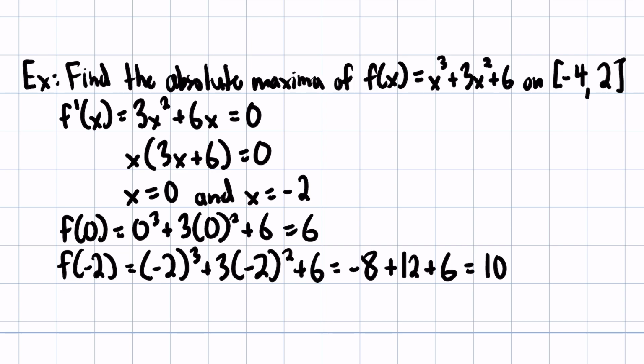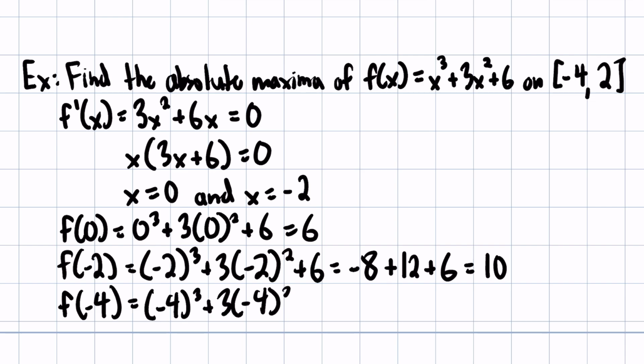Next, we plug the endpoints of the interval into the function. Our left endpoint is -4. We plug that in: -4 cubed plus 3 times -4 squared plus 6. That is going to give us -64 plus 48 plus 6. So 48 plus 6 is going to be 54. Then 54 minus 64 is going to give us -10.